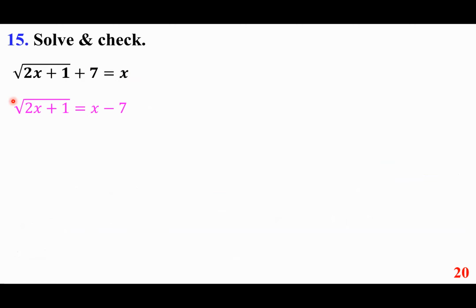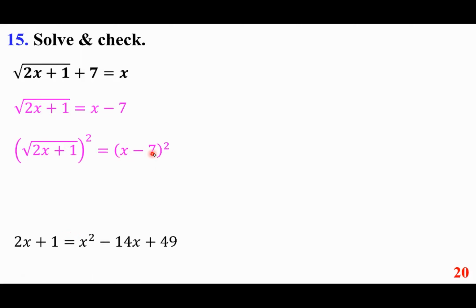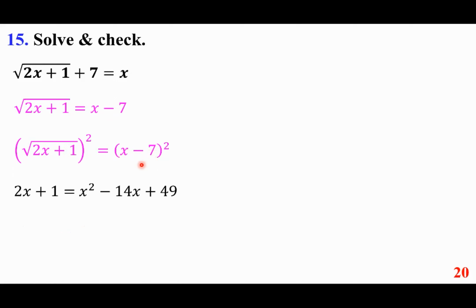Now, since this is a square root, we're going to raise it to the power of 2. If it was a cube root, we would raise it to the power of 3. Therefore, we raise the right side to the power of 2. The left side comes out. The right side becomes x squared minus 2 times x times 7, which is minus 14x, plus 7 squared, or 49.